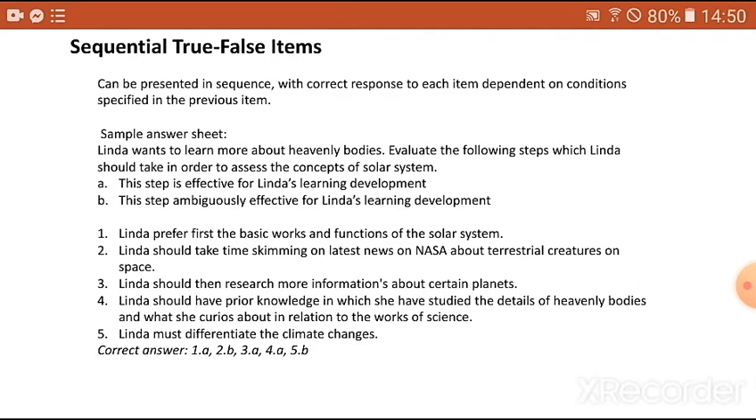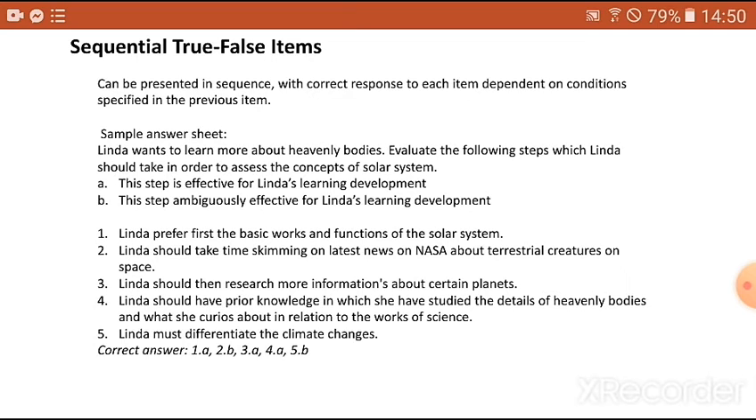So let's move on to another variation, which is the sequential true or false items. It can be presented in sequence with the correct response to each item dependent on conditions specified in the previous item. So, example, Linda wants to learn more about heavenly bodies. Evaluate the following steps which Linda should take in order to assess the concepts of the solar system. So we still have here two opposing options, which is letter A.